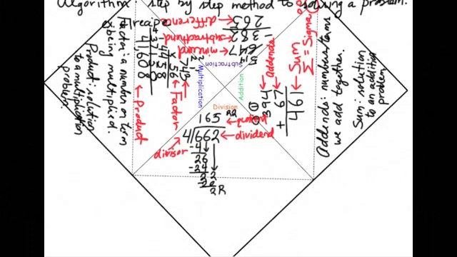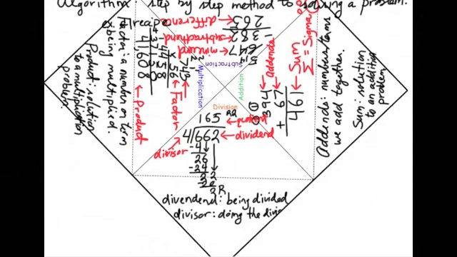If we talk about the vocabulary one last time, the dividend is being divided. The divisor is doing the dividing. And the quotient is our solution.